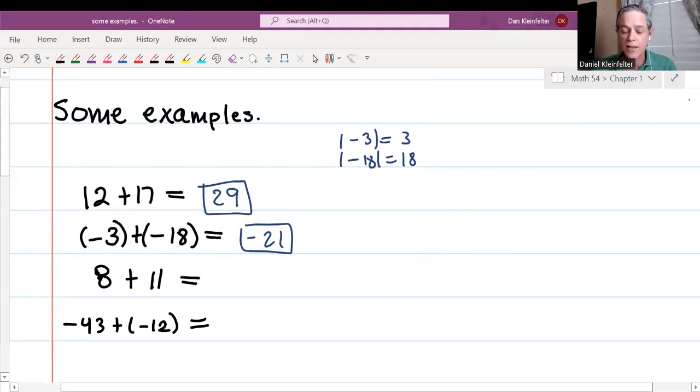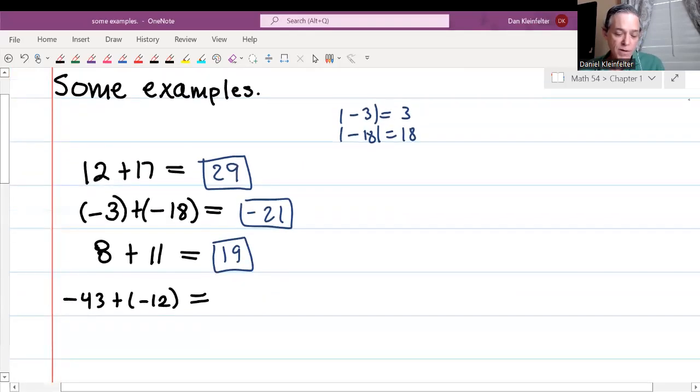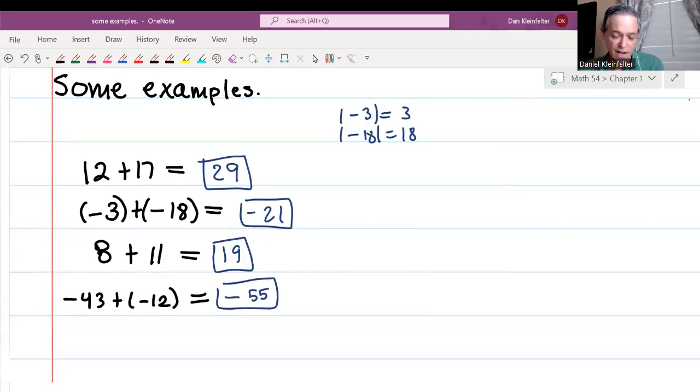Okay, and again, you can try something from everyday life to help you. Let's say that you lost $3 at the casino, and then the next day you lost $18 at the casino. Altogether, you've lost $21 at the casino. Okay, it's a contrived example, but it works. Okay, 8 plus 11 is 19. And then negative 43 plus negative 12, we're adding together negative numbers. We'll get a negative answer. 43 plus 12 is 55. So we'll get in all negative 55.